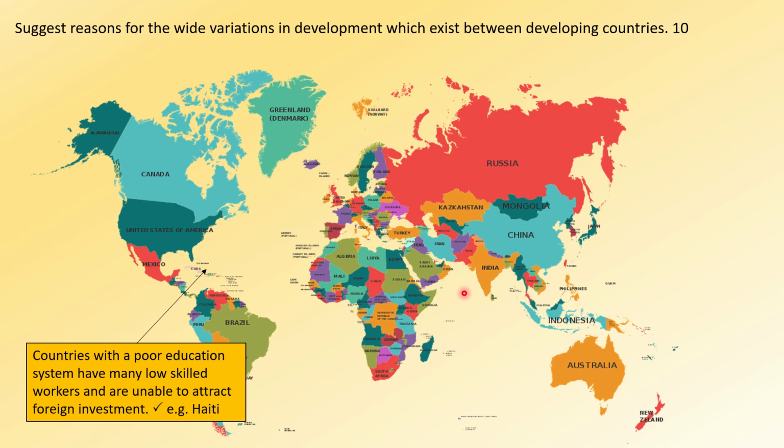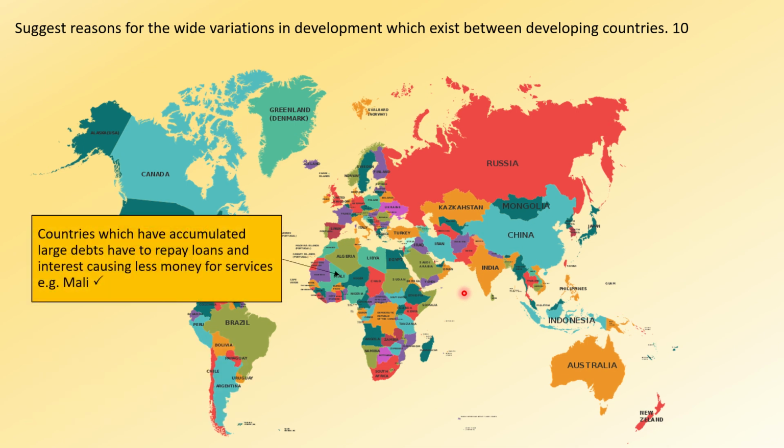Countries with poor education systems are likely to have low-skilled workers, and that makes it very difficult to attract any foreign companies to build a factory in your country. And many countries, such as Mali, have had to accumulate very large debts as they borrow money off richer countries to pay for building basic services, and that causes them to get into a debt cycle they can't escape.